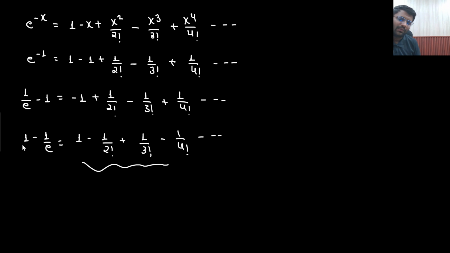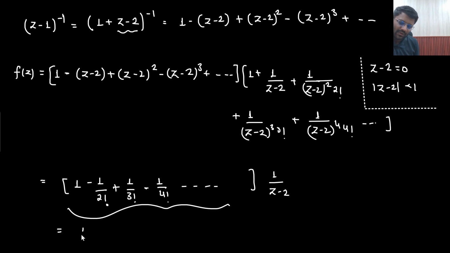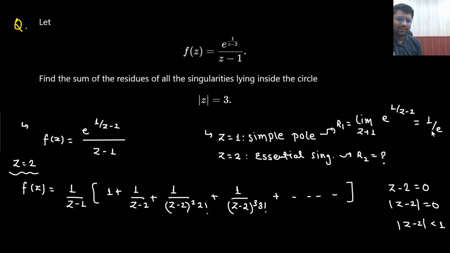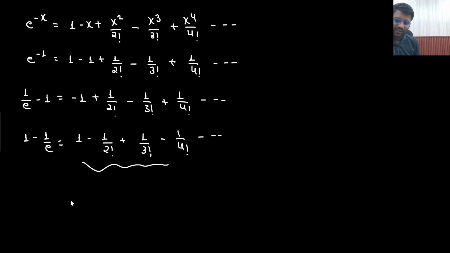So what is this equivalent to? This is equivalent to 1 minus 1 by e. So this particular thing is equivalent to 1 minus 1 by e multiplied with 1 upon z minus 2. So what is your R2? That is coming out to be 1 minus 1 by e. Okay, so R2 is 1 minus 1 by e, and what is R1? R1 was 1 by e. So here you can see R1 was 1 by e and R2 is 1 minus 1 by e.